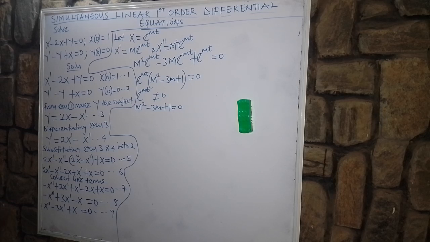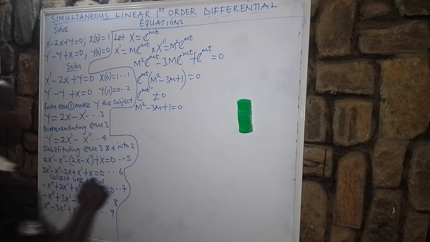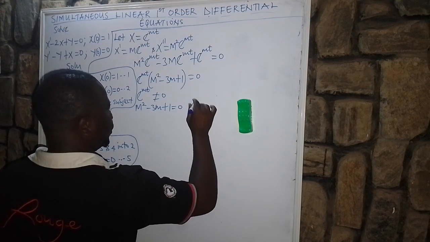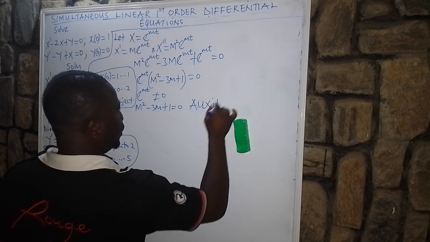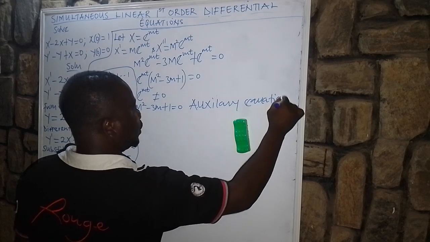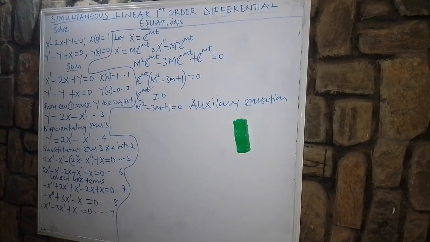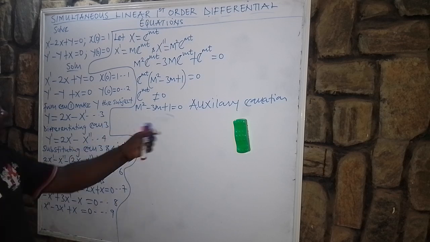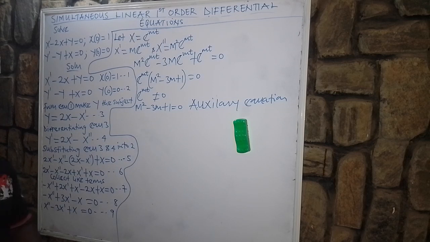Okay, so this is a quadratic equation and it is called an auxiliary equation. So for us to obtain our m1 and m2, you know that we cannot use the factorization method to solve this quadratic equation. So we have to apply what? The formula method, which you know.